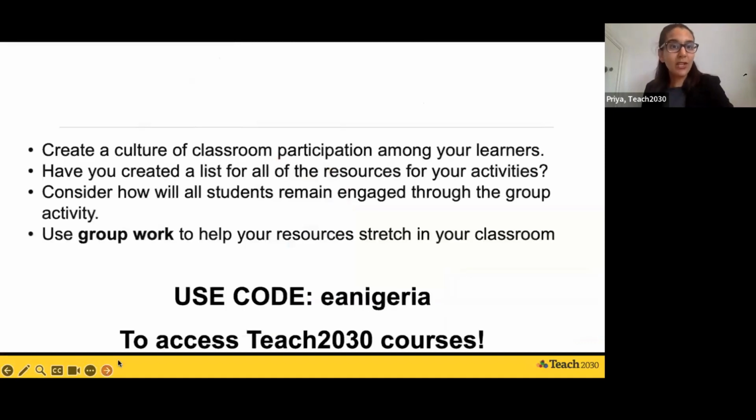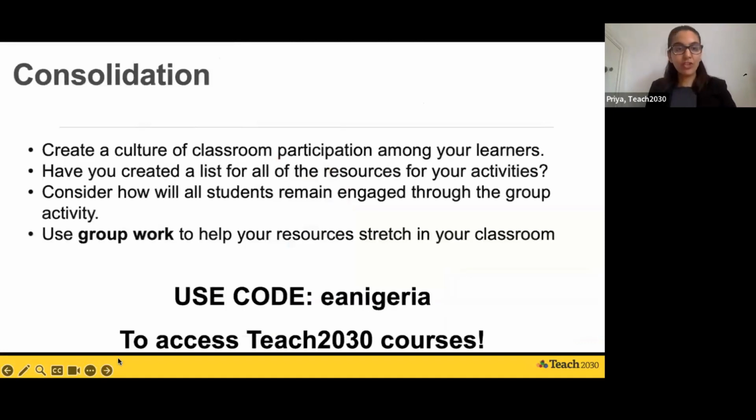So to consolidate a little bit more about what we've shared today: create a culture of classroom participation amongst your learners. And if you're using this in an activity, such as group work, think about the resources that your activities might require for that particular lesson. Consider how all students will remain engaged through that activity. So maybe having some clear instructions and using group work to help stretch your resources in your classroom is always really valuable too.